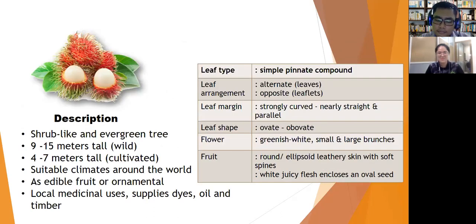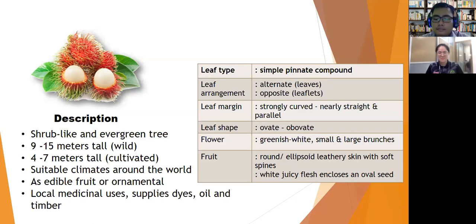Rambutan is a shrub-like tree and usually an evergreen tree, and it usually grows from 9 to 15 meters tall in the wild, but it can also grow up to 30 meters. In cultivation, it is often pruned to 4 to 7 meters tall, and it is suitable for climates around the world. Rambutan is also an edible fruit, or it can be an ornamental tree. The uses of the rambutan are for local medicine, supplying dyes and oil, and it is also used as timber.